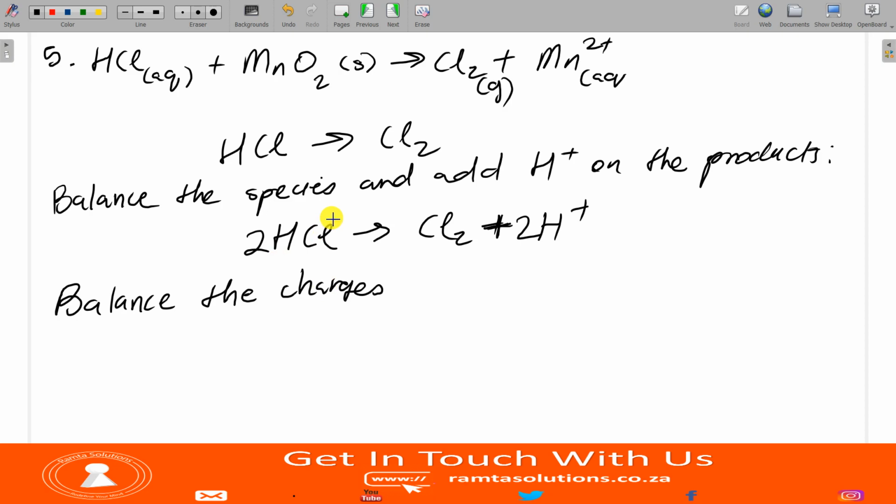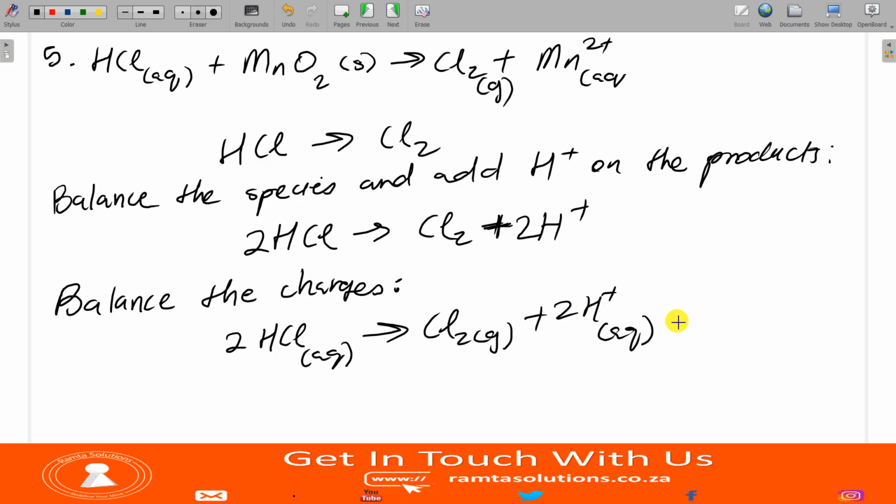There are 0 charges on the reactant and 2 on the product. So this means we need to add 2 electrons. So 2 HCl aqueous equals chlorine gas plus 2H+, plus, to balance the charges, I will add 2 electrons. Perfect.